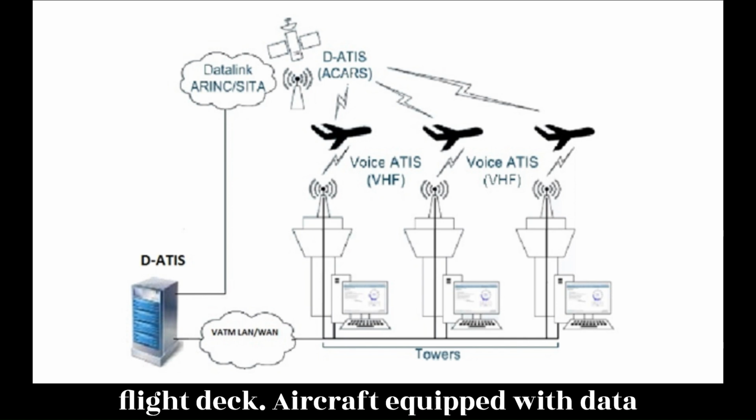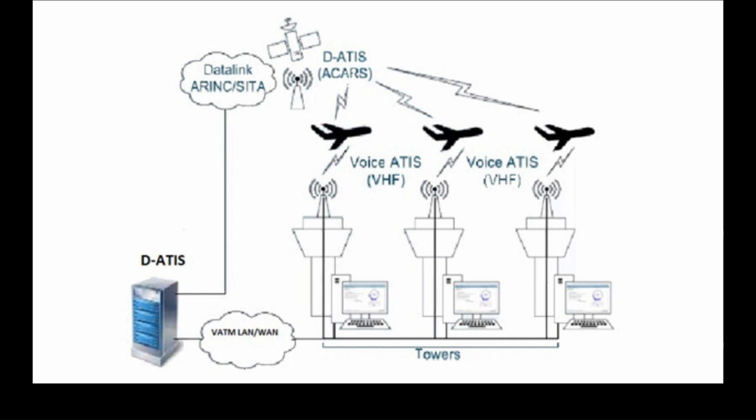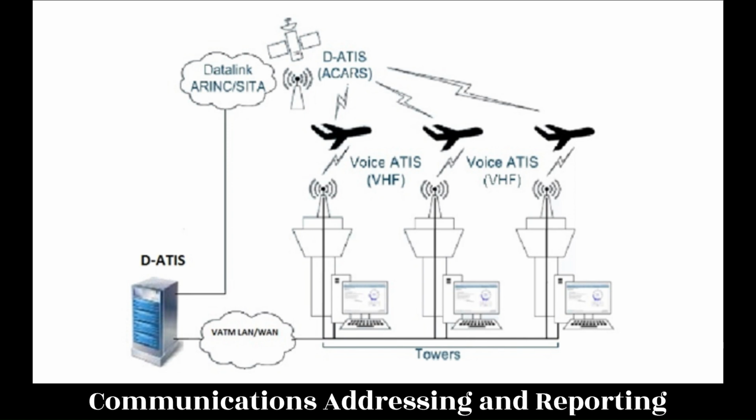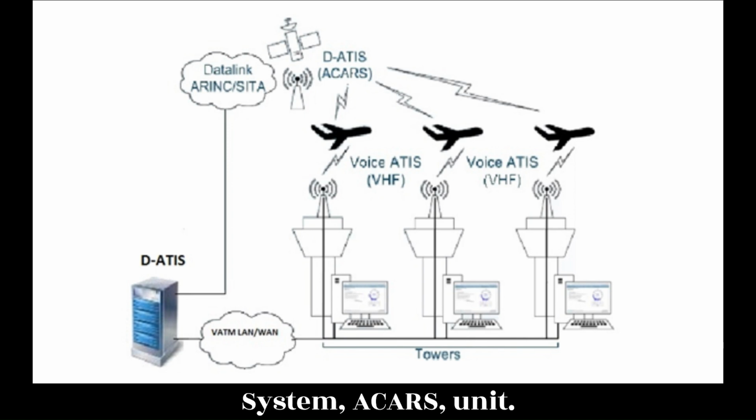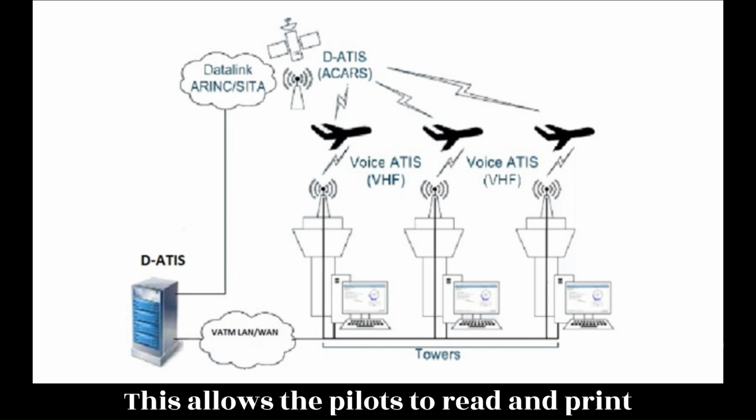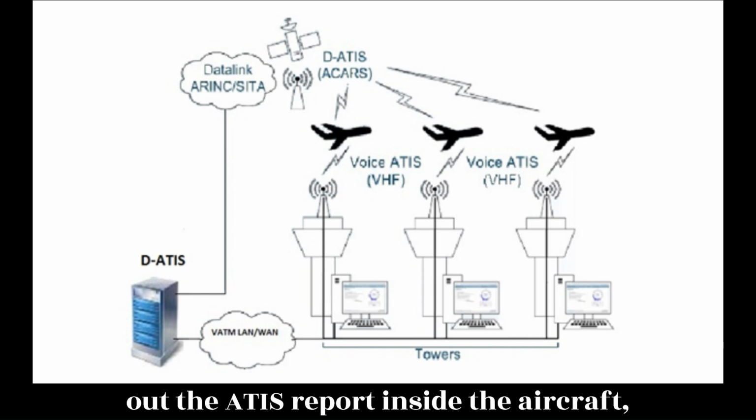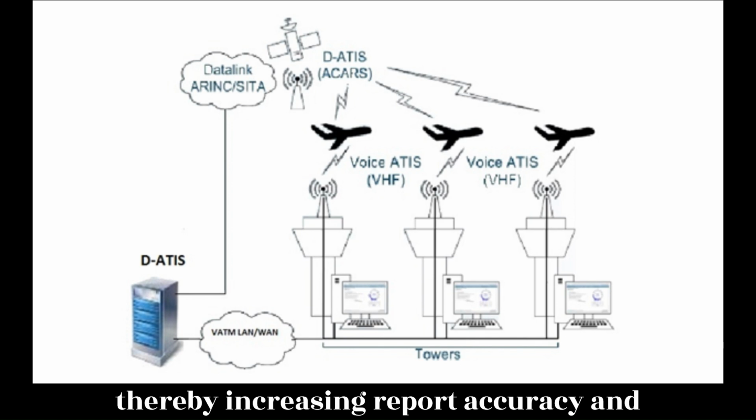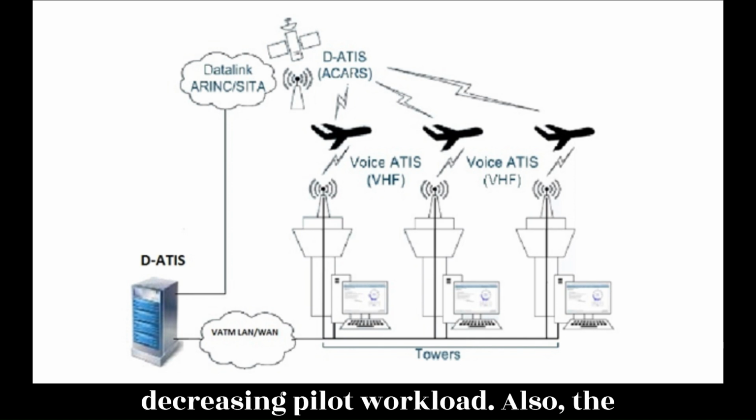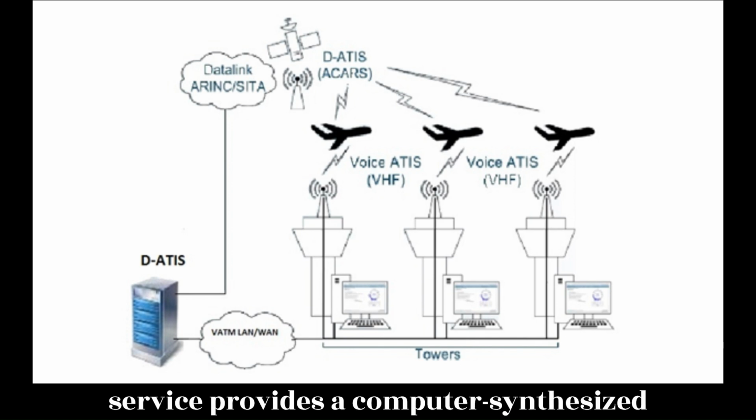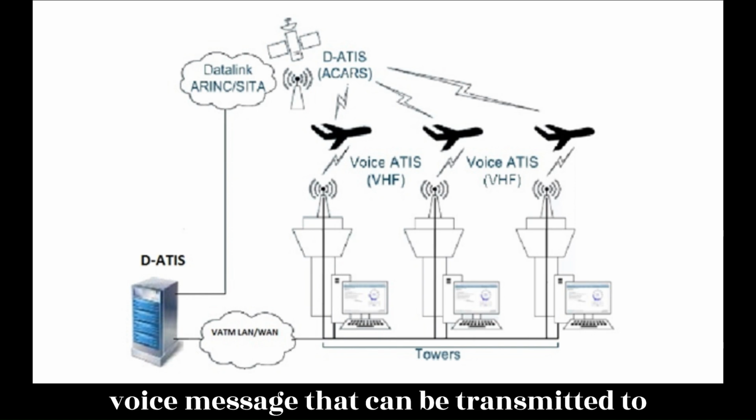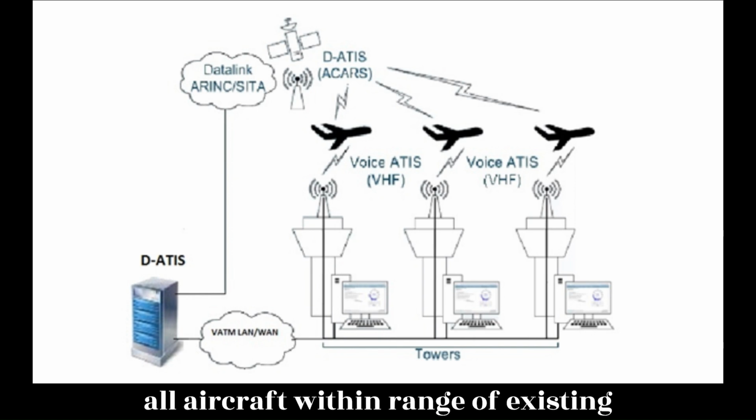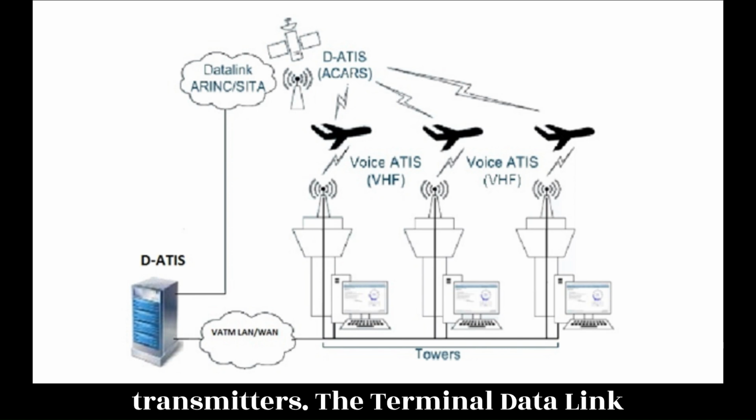Aircraft equipped with data link services are capable of receiving ATIS information over their Aircraft Communications Addressing and Reporting System, ACARS, unit. This allows the pilots to read and print out the ATIS report inside the aircraft, thereby increasing report accuracy and decreasing pilot workload. Also, the service provides a computer-synthesized voice message that can be transmitted to all aircraft within range of existing transmitters.